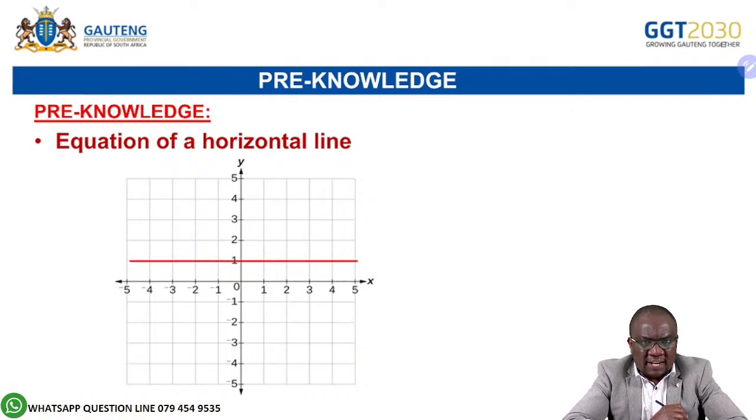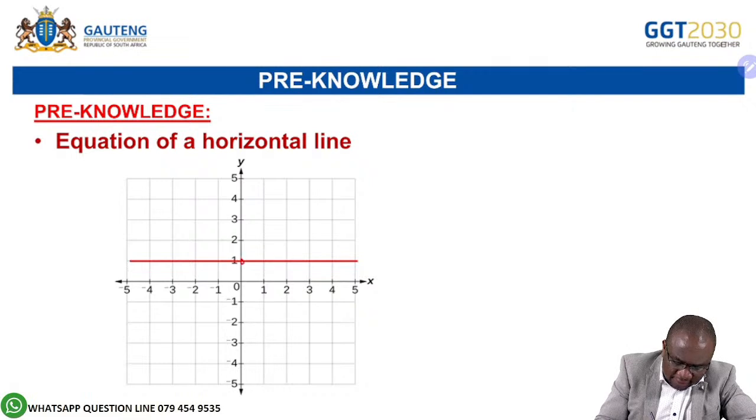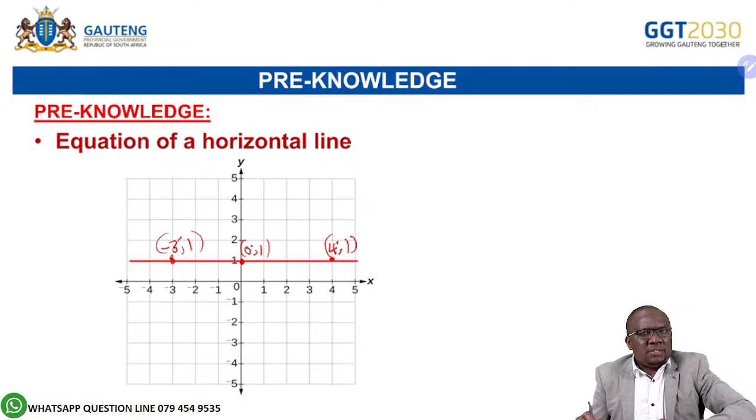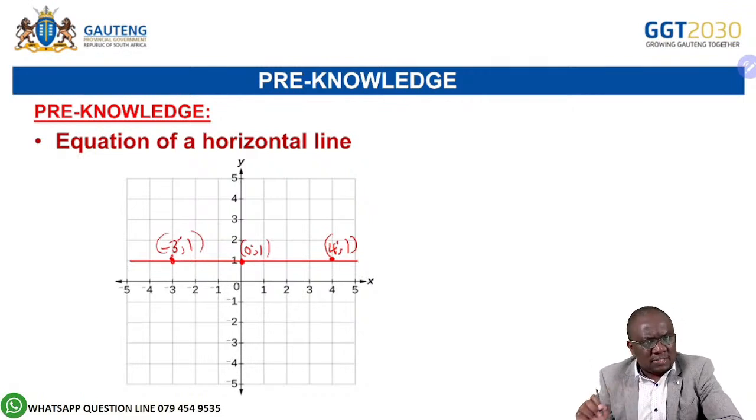What is the equation of this line? y is equal to 1, because you see this point here is (0, 1). Let me pick two other points. This one is (4, 1). I can pick here (-3, 1). You see that? The x is changing, but the y is not changing. So this line is y equals 1. You just check where the graph cuts the y-axis, and then say y is equal to 1.